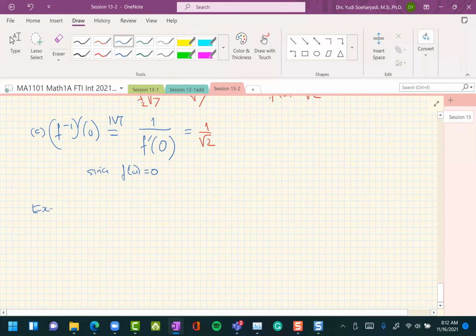Okay, here we start with sine functions, sine of x. Now we know that the sine function is not one-to-one.